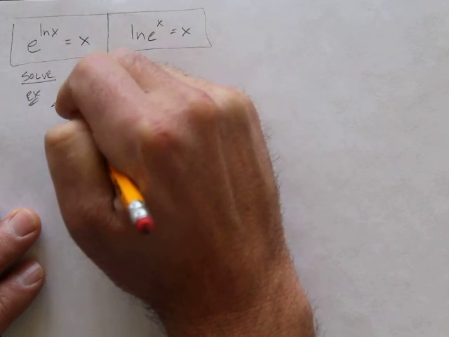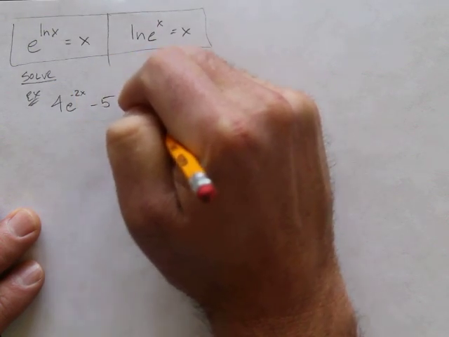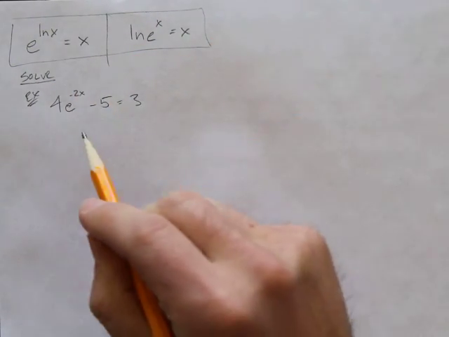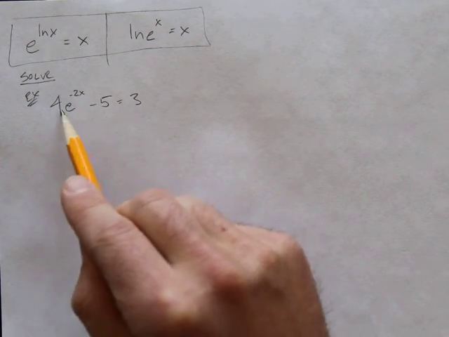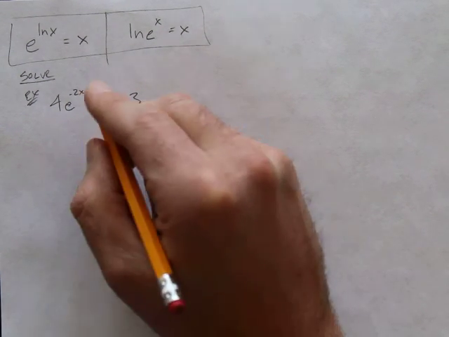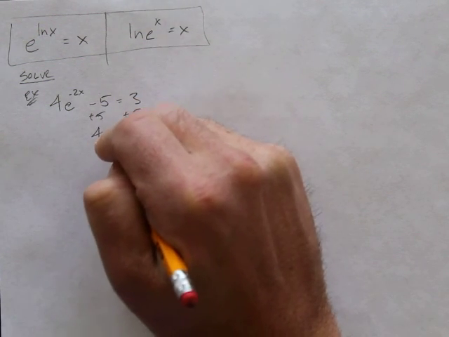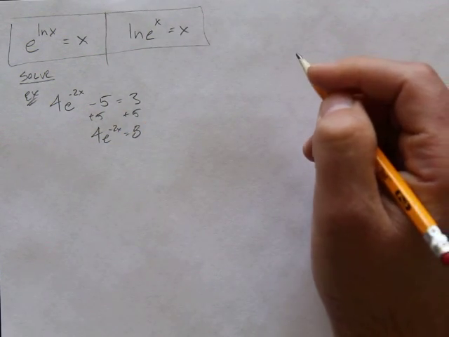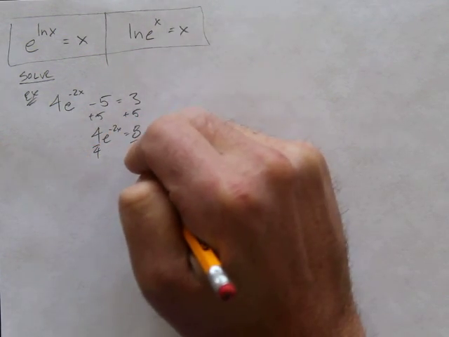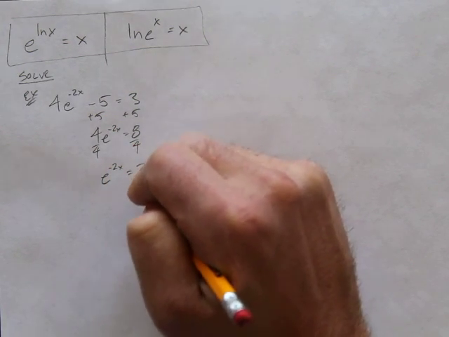Here is an example. 4e to the negative 2x power minus 5 equals 3. The first thing I want to do is get the numbers on one side and get this mess by itself on the other side. So I'm going to add 5 to both sides: 4e to the negative 2x power equals 8. I'm going to divide by 4, so e to the negative 2x power equals 8 divided by 4, which is 2.